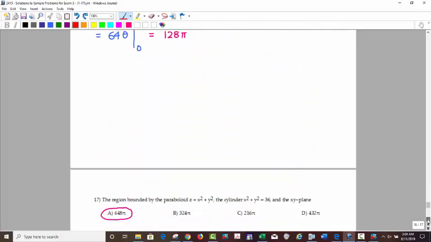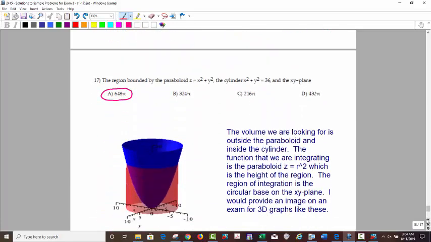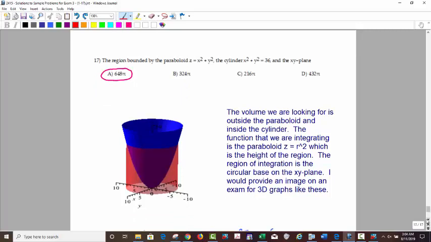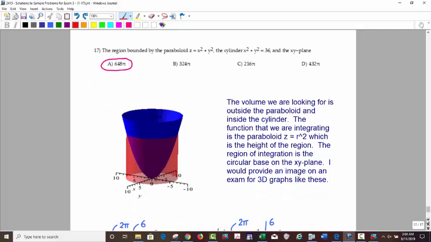Number 17. Region bounded by the paraboloid, the cylinder, and the xy plane. So the xy plane is the base, and the region's going to be inside the cylinder, so the cylinder is going to hit the paraboloid. So it's outside the paraboloid, but inside the cylinder. That's the only way it would stay trapped. Otherwise, it would just be unbounded this way.